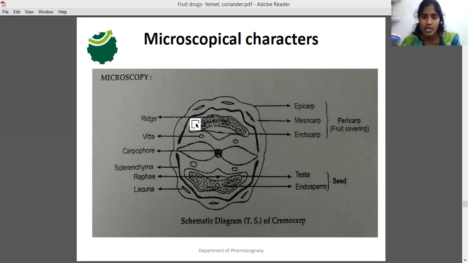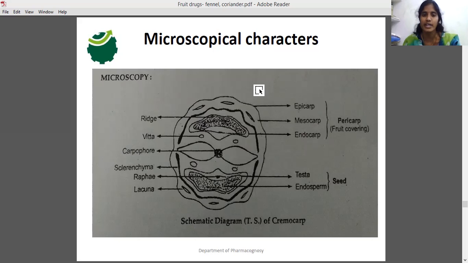It actually has two parts, two mericarps. This is the entire fruit, a schematic diagram of the cremocarp. I already told you any fruit will have two parts: one is the pericarp, the other is the seed. The pericarp is again divided into three parts: the epicarp, mesocarp, and endocarp. Below the endocarp there will be a seed. In the seed, the outermost layer is the testa, and below the testa there will be endosperm.